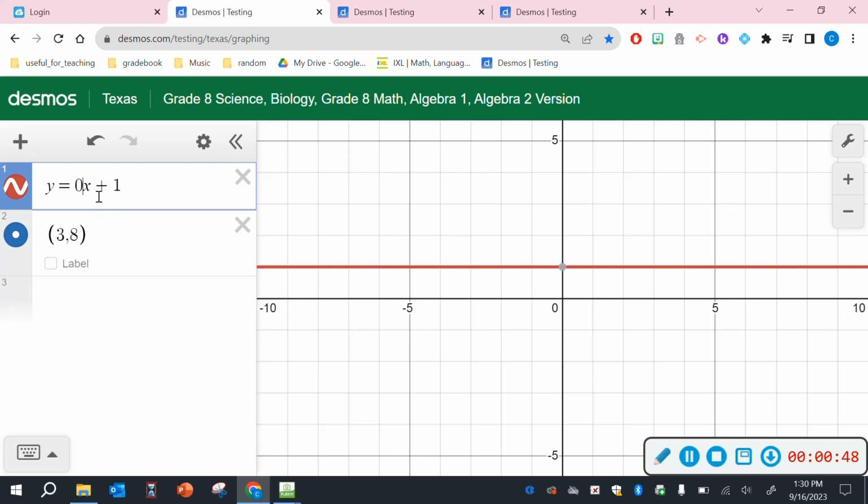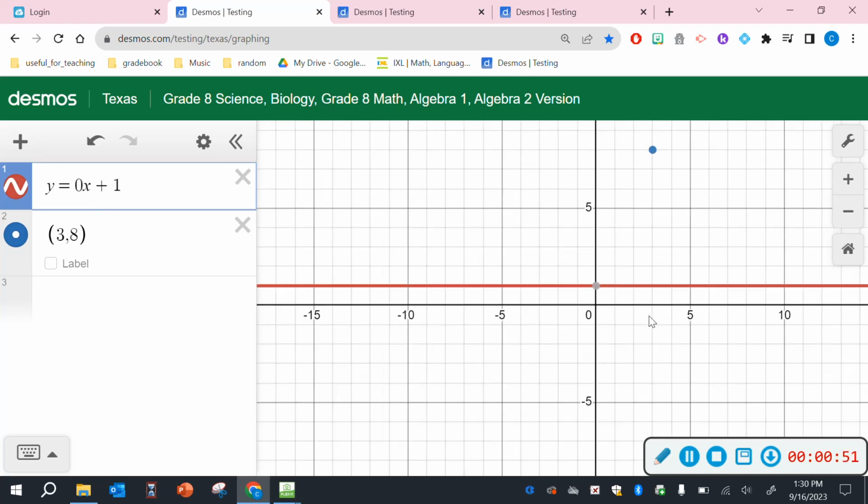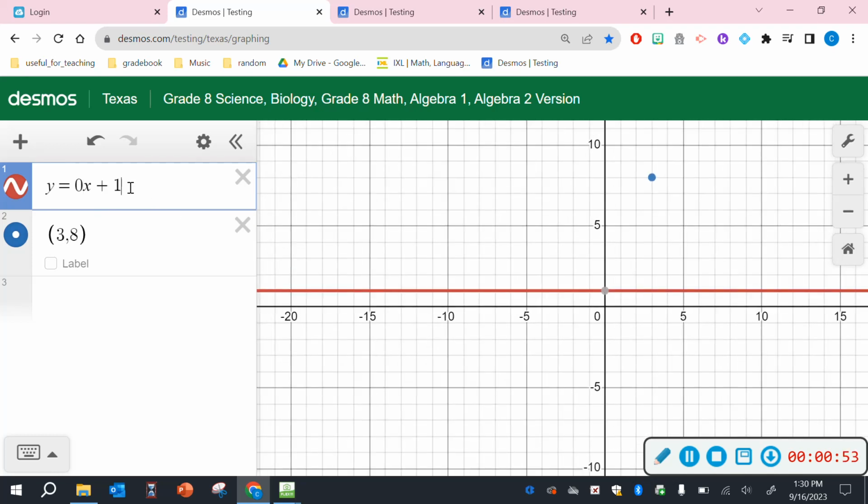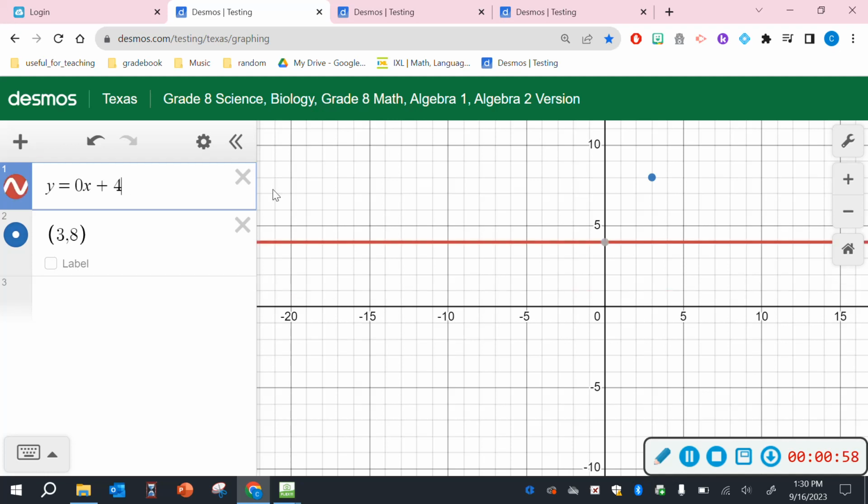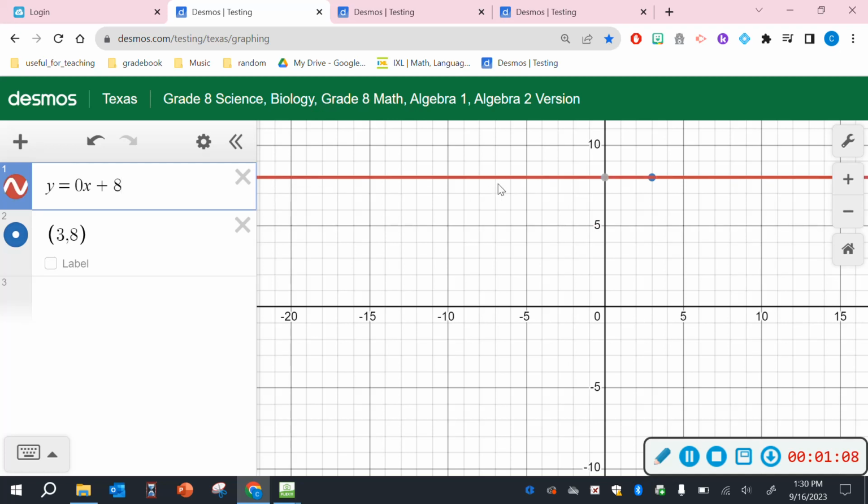So now if I want this line to go through the point 3, 8, then I'm going to make this number be, let's try 4. So that didn't work. So let's try 5. See how it's getting closer? So if I change that to 8, then notice my horizontal line, which is red, is going through the point. Alright, so 0 times x, that just gives us 0. So my equation is going to be y equals 8.